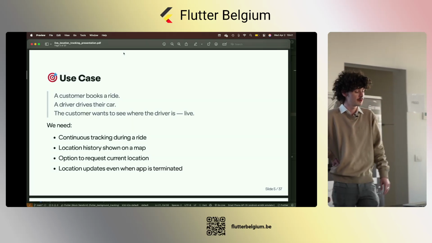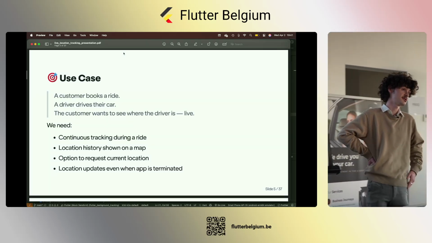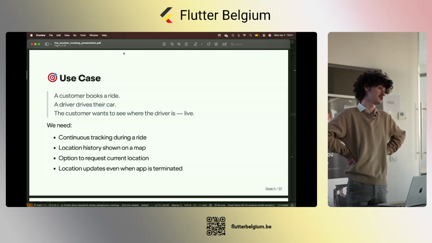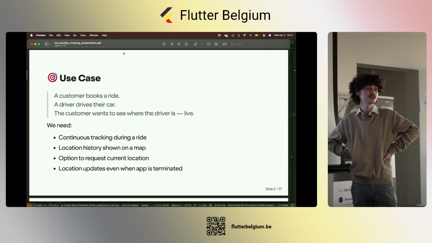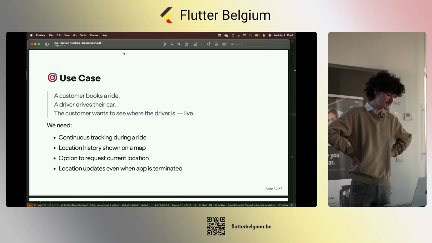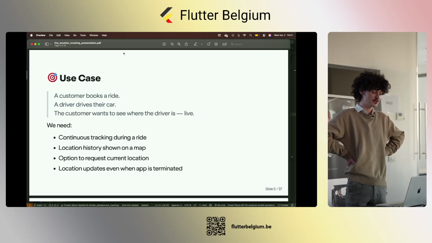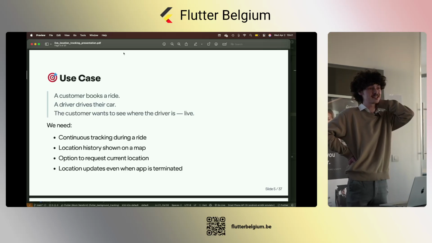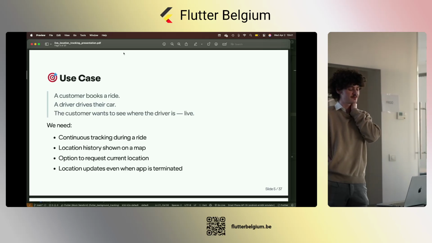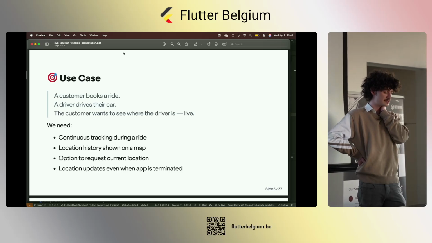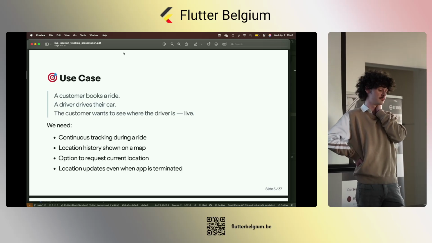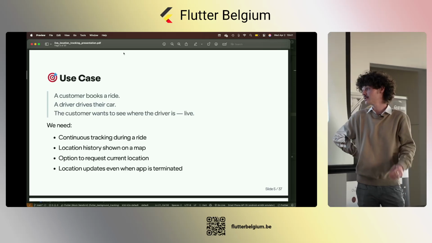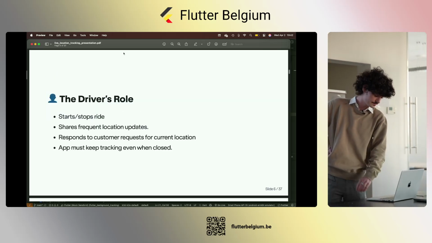So what we need is continuous tracking, of course. We always need to know where the driver is. The customer would also like to see the location history on a map, preferably. And an option to request the current location, which is not in the proof of concept yet. I didn't implement that yet, but that's also a feature we would like to add. And the most important thing of all: even when the app is terminated, the location will still be active.